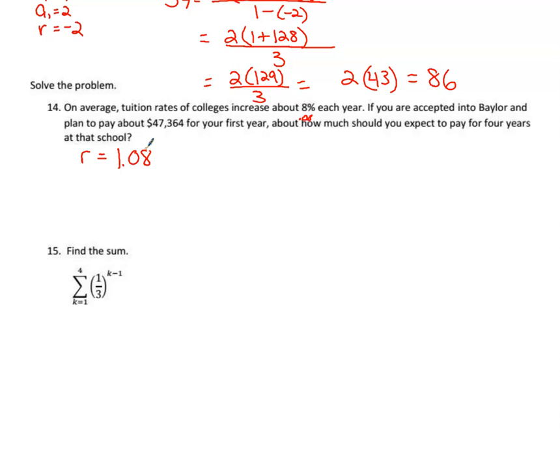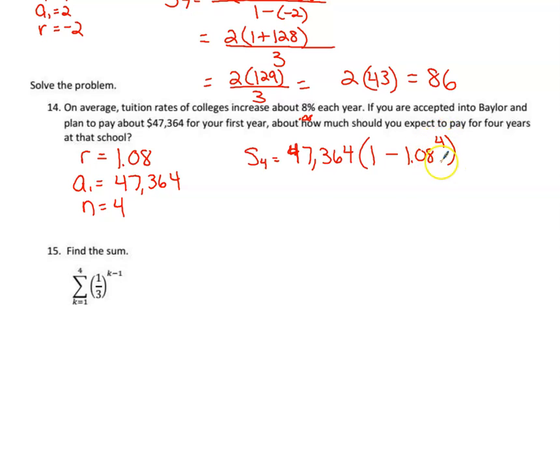If you're accepted into Baylor and you plan to pay about $47,000, so our first term is $47,364 for the first year. How much should you expect to pay for 4 years? It just says N is 4, so it's for 4 years total of school. So we're going to use that sum formula. So S sub 4 is equal to the first term, which is $47,364, times 1 minus our R, which is 1.08 raised to the 4th power, and divide that by 1 minus R, which was 1.08. And we're going to type that in on the calculator.